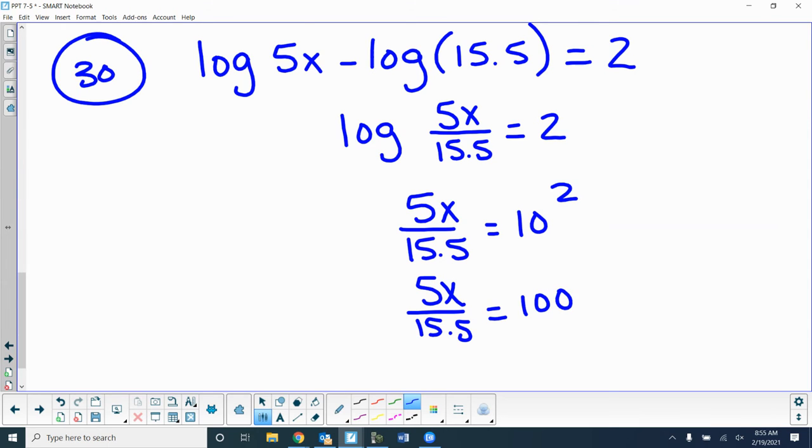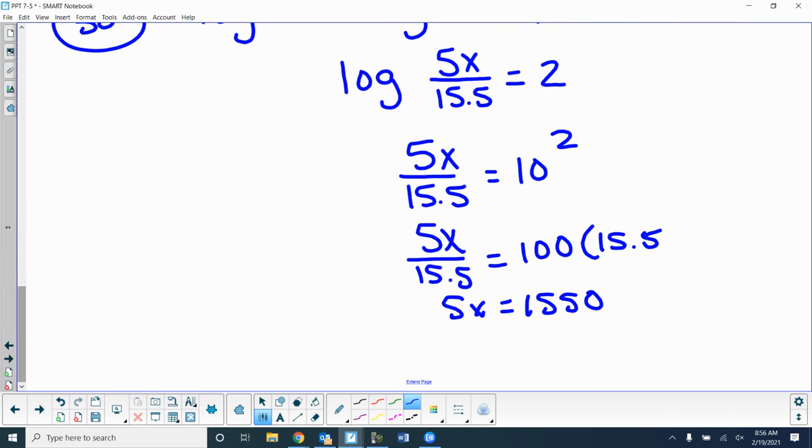Well, how am I going to move that 15.5 over? Multiply, right? Which is 5x equals that. And then divide by 5. And I think that's where that 310 comes in, right? Someone check me on that. I think that's 310. Thanks.